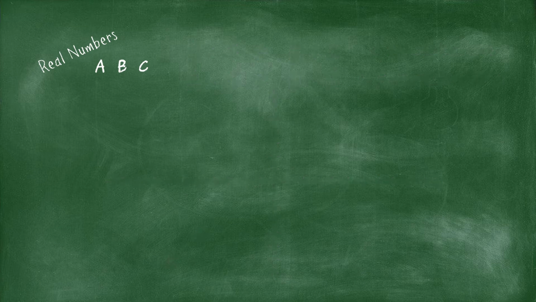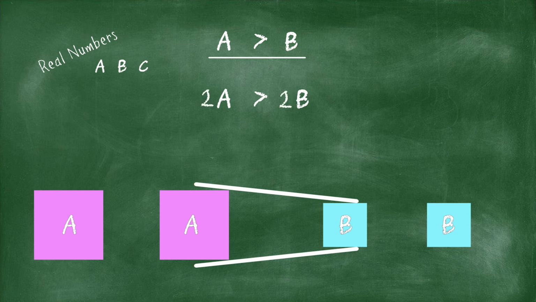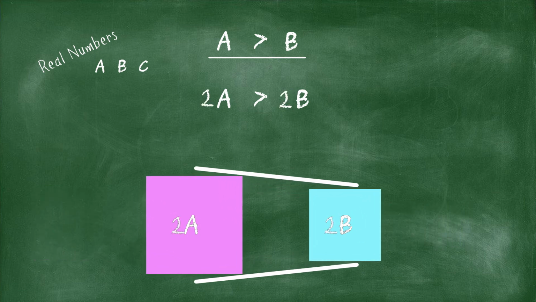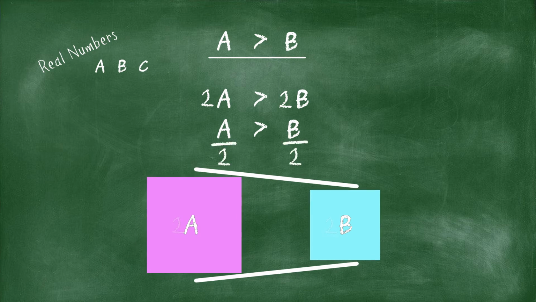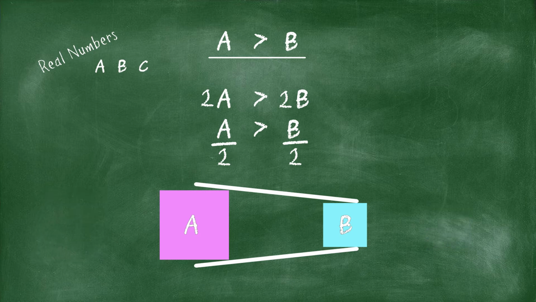What about multiplication and division? Well, take the case of A greater than B. If both sides of the inequality are multiplied by a positive number, say 2, then the inequality remains. 2A is greater than 2B. Similarly, if both sides of the inequality are divided by 2, then the inequality should remain as well. A over 2 is greater than B over 2.